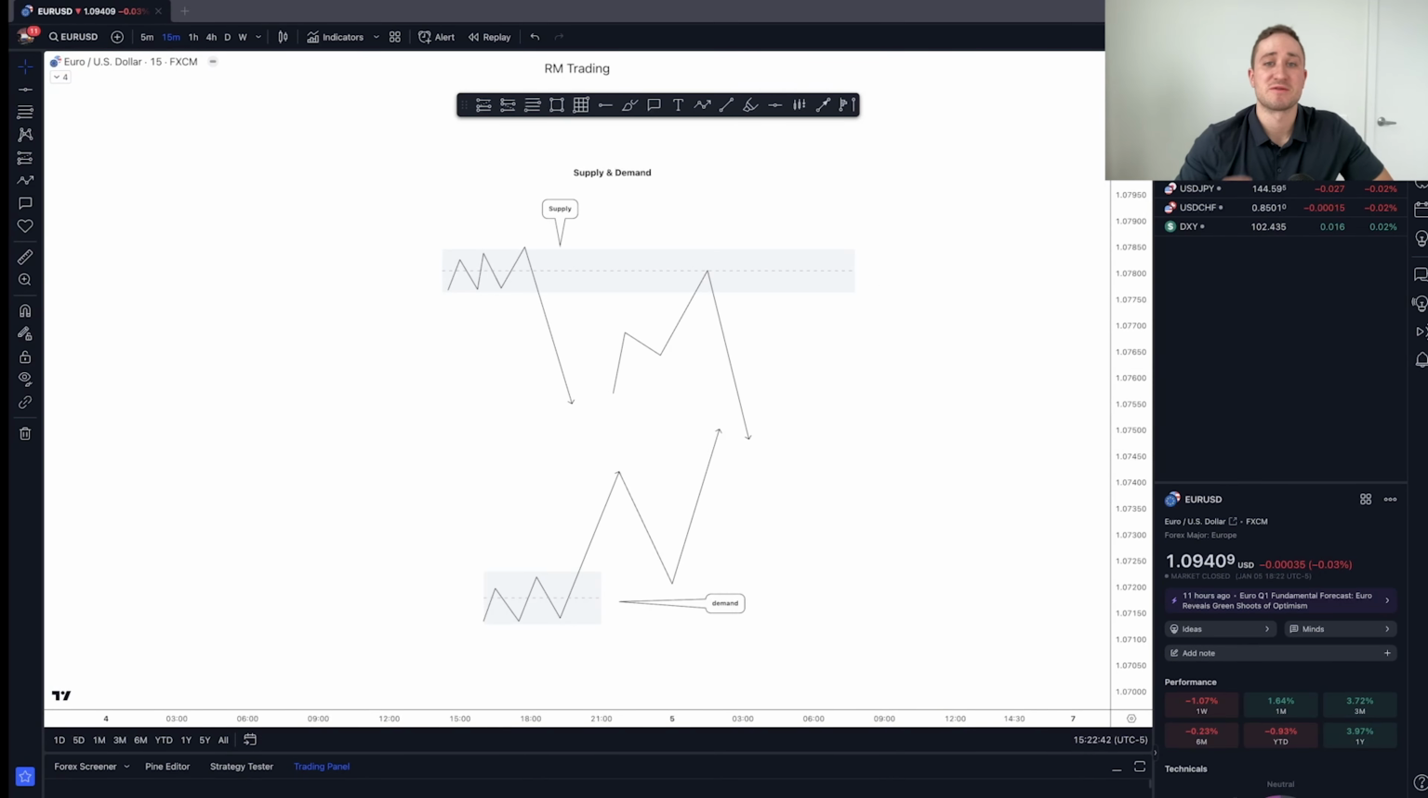Next, we're going to be talking about supply and demand. Now, this is something I use in my trading every single day. It's something I wish I learned as a beginner trader right away. I didn't learn about supply and demand until years into my trading journey, and it's something that has taken my trading to the next level.